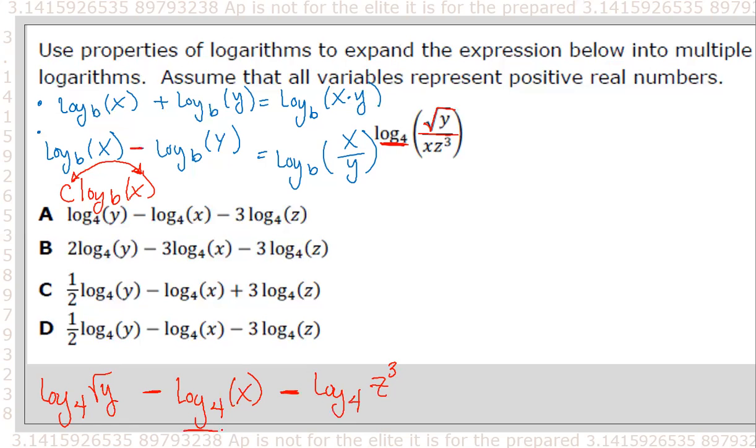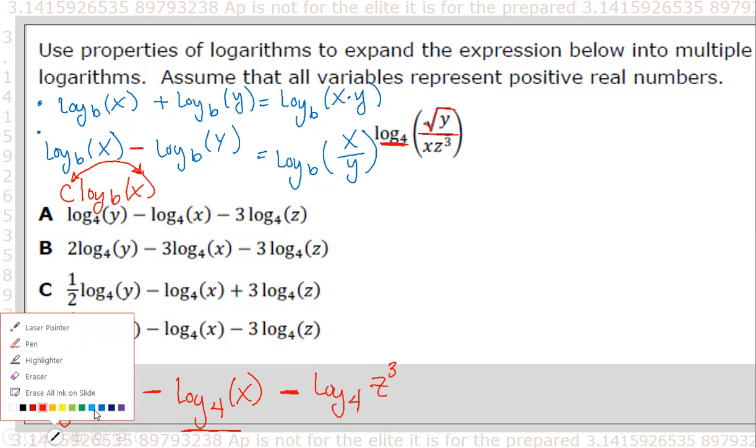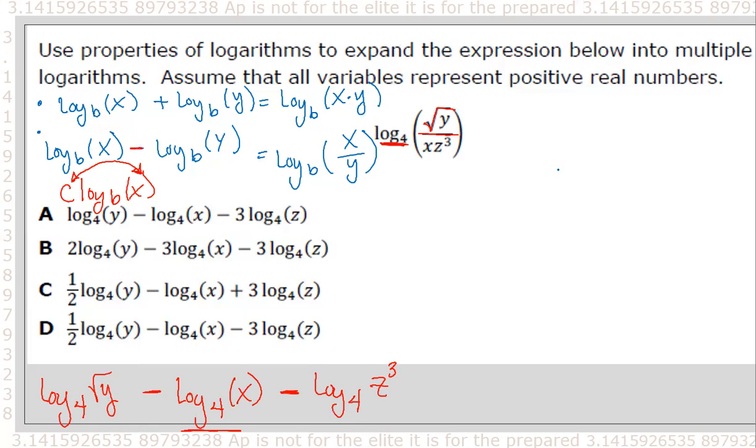This log base 4 right here is good, but this log base 4 of y to the 1/2 actually needs some work. So let's go ahead and fix those right here. Keep in mind the square root of a value is the same as the exponent 1/2. So this is actually log.